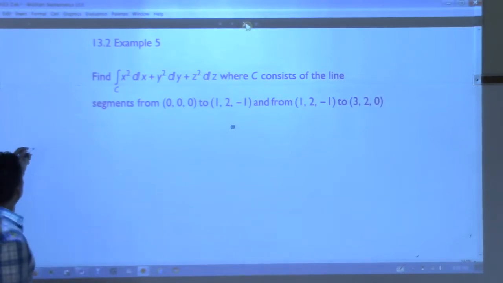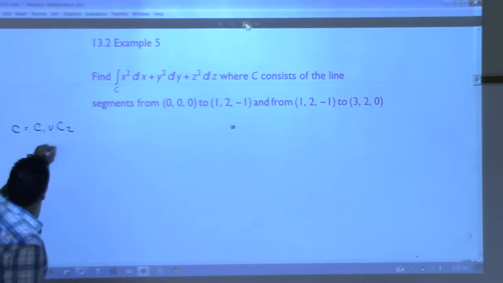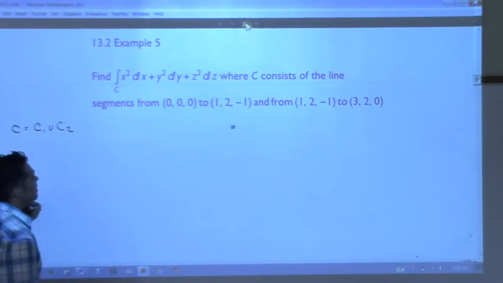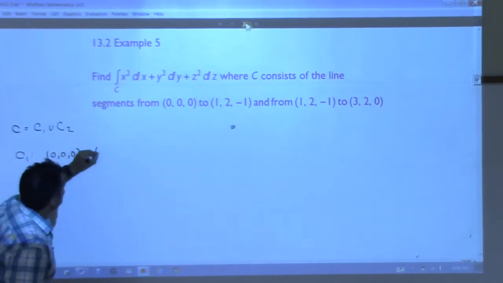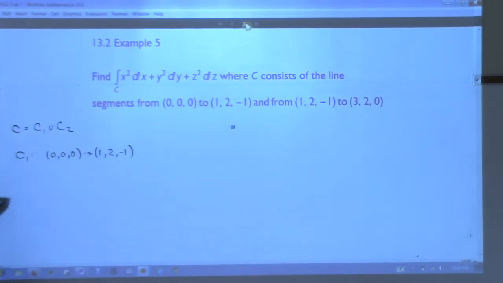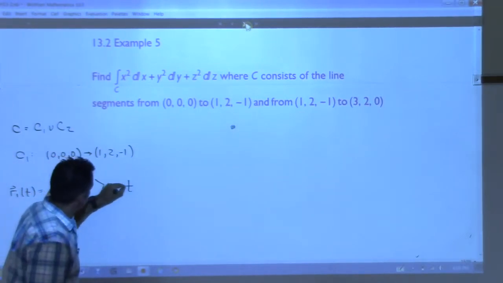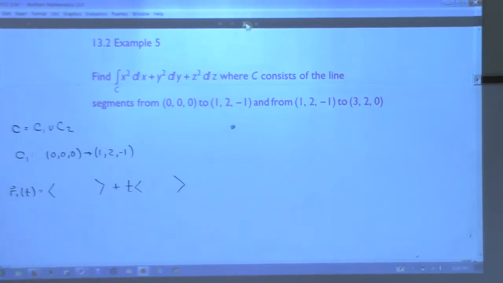So why don't we break this up? We'll say that C is the union of C1 and C2. C1, let's let that be the one that's connecting 0, 0, 0 to 1, 2, negative 1. And so let's come up with the vector function for C1. Line segment, right? So I'll use this. Now it's three-dimensional, though. So we're starting at 0, 0, 0.